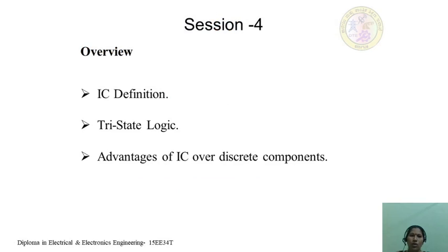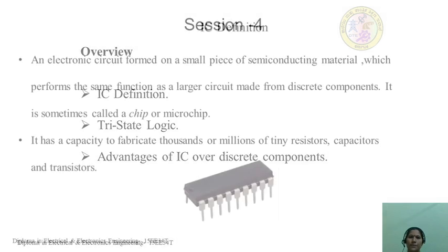Next we will see an overview of the whole Session 4, what we are going to discuss in the presentation. First we will see the definition of the integrated circuit. Next we will see the tri-state logic of different logic families. Next we'll see the advantages of integrated circuits over the discrete components. Let me repeat: first the definition of the IC, next the tri-state logic, and then the advantages of integrated circuits over discrete components.